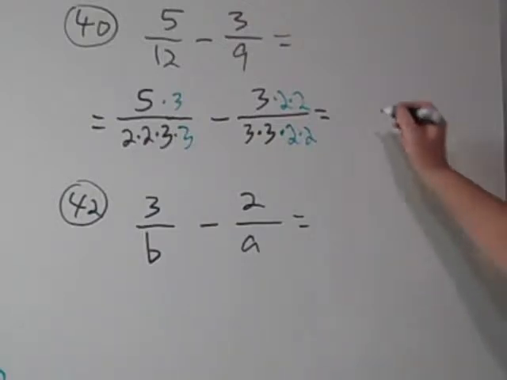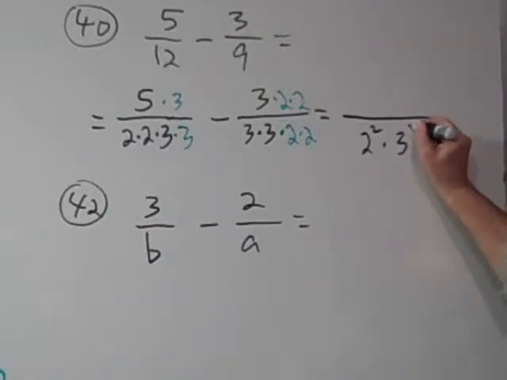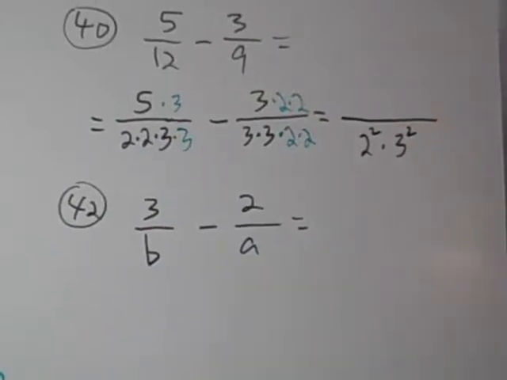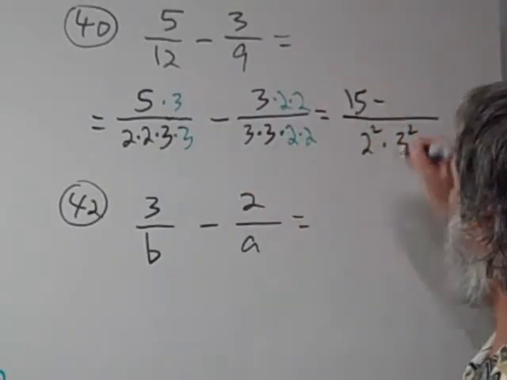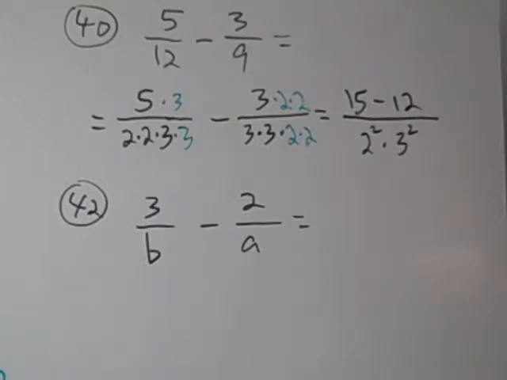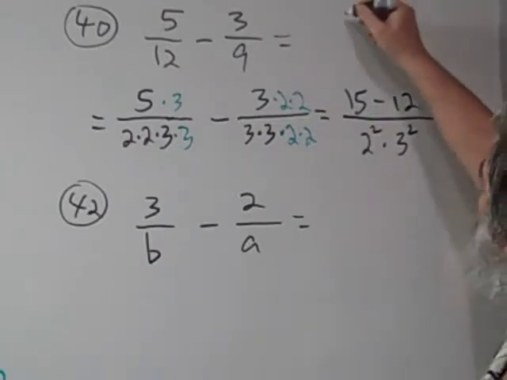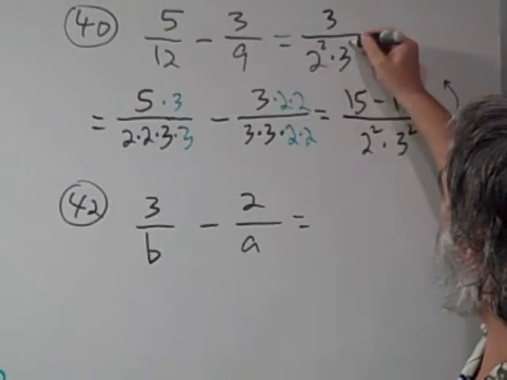Now we have a common denominator, which let's write this as 2 squared times 3 squared, just in case anything cancels out. Upstairs we have 5 times 3 is 15 minus 3 times 2 times 2, which is 3 times 4, is 12. 15 minus 12 is 3, so that's 3 divided by 2 squared times 3 squared.